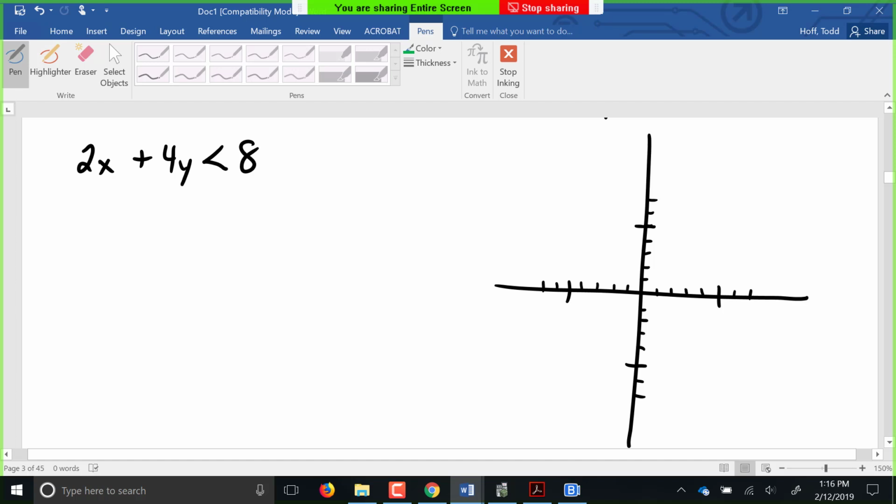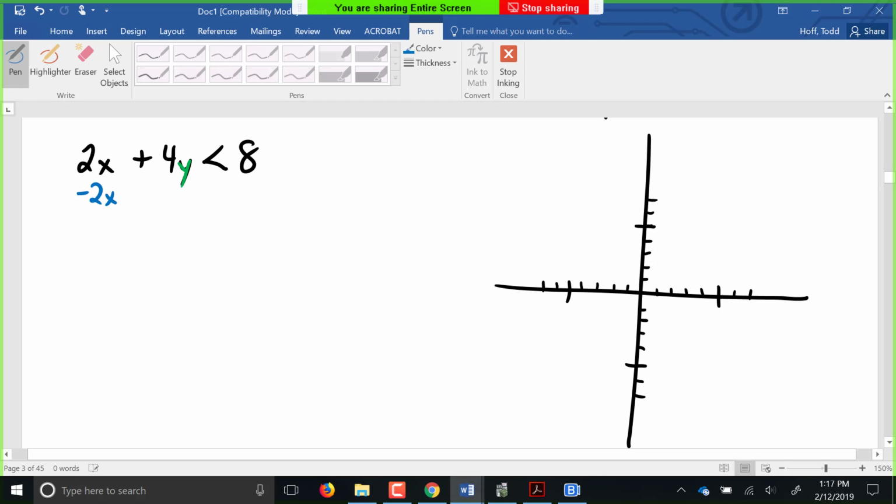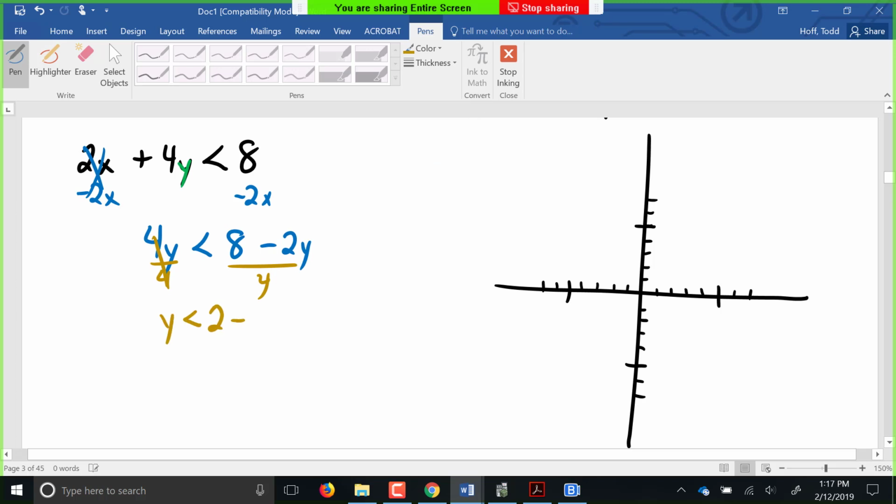Let's take a peek here at what we have to do to solve this. We want to get y by itself. So, where are we going to start? Minus the 2x. Good. What's that give us? 4y is less than 8 minus 2x. What's next? Perfect. So y is less than 2 minus 1 half x.